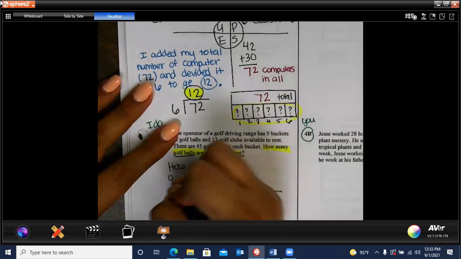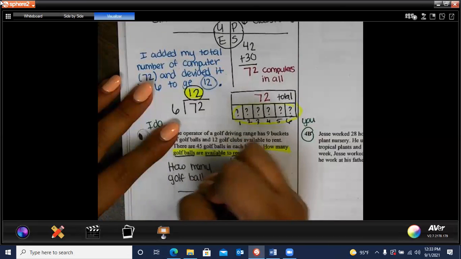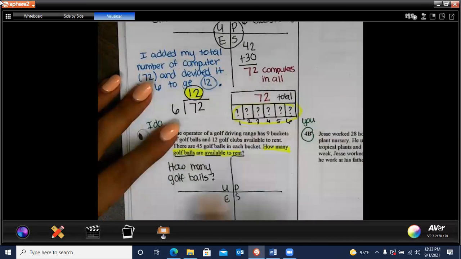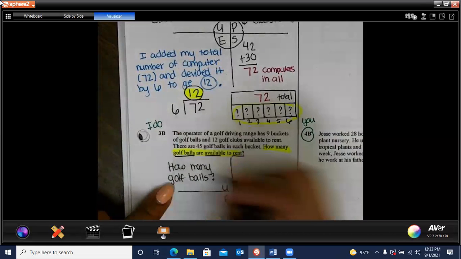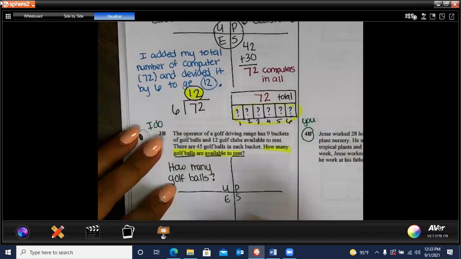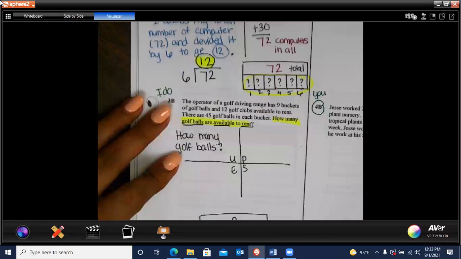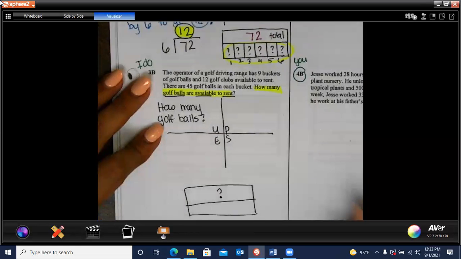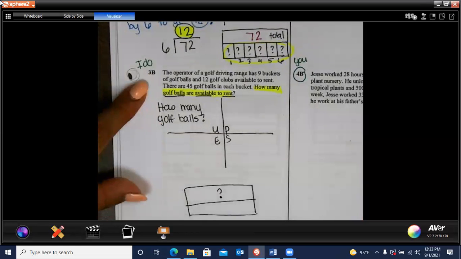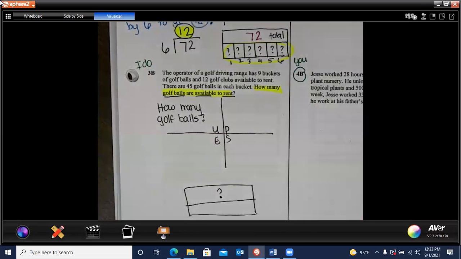How many golf balls? So all they want to know is how many, the total. If we already see this, we know that they want to know the total. That's what they're asking for. What is the total? We underline the question, we circle information. What do we have to circle? What are our products that we have to circle?